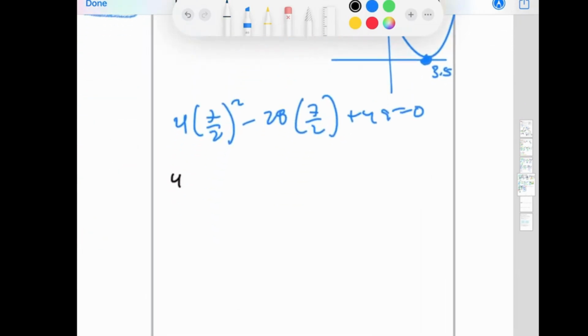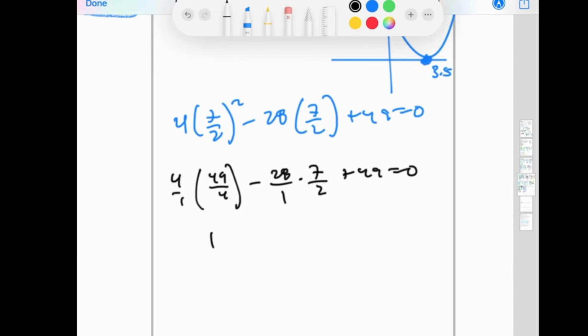So this will give me 4 times 49 over 4, 28, 7/2, plus 49. So this will give me 49 times 4, 196 over 4, minus 28 times 7, 196 over 2.